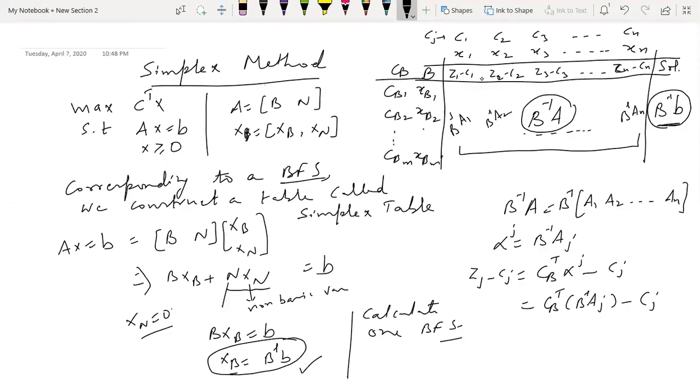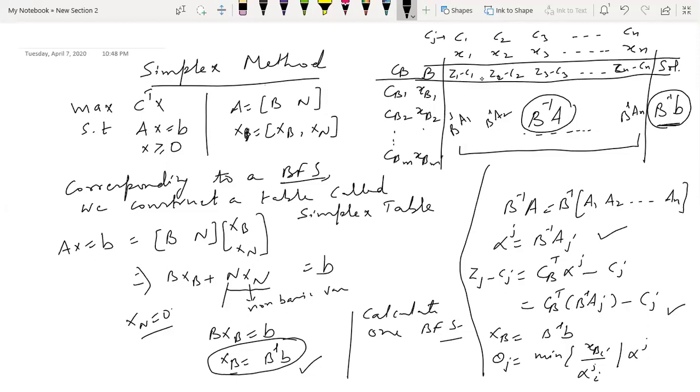So first of all, when you are constructing the table, you have to calculate alpha j's, you have to calculate zj minus cj, then you have to calculate the basic solution as B inverse b. Additionally, finally you have to calculate theta j. Theta j was the minimum ratio rule, this is xB i upon alpha ji. Alpha j is the jth column, ith component. So you divide the ith component of the basic variable with the ith component of the jth column, provided your alpha ji is strictly positive. So these are the few formulas that we will be calculating.